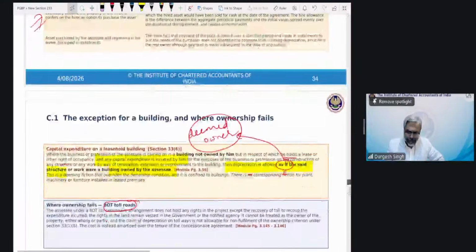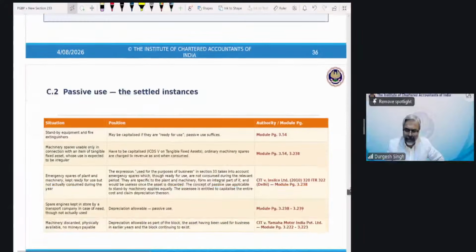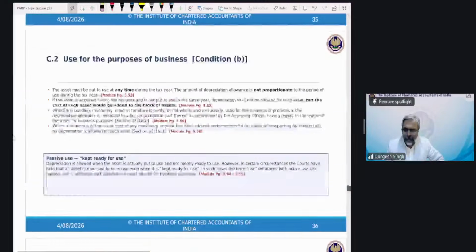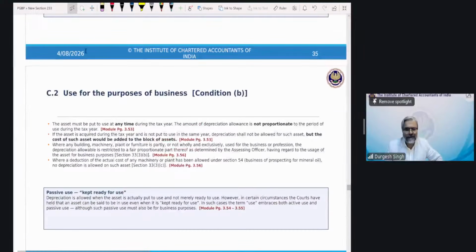Use test. Students, I have already discussed the use part, the C2. Ownership was C1, and C2 is the use test. I already discussed with you this single asset use test, students. Single asset use test. Remember that?